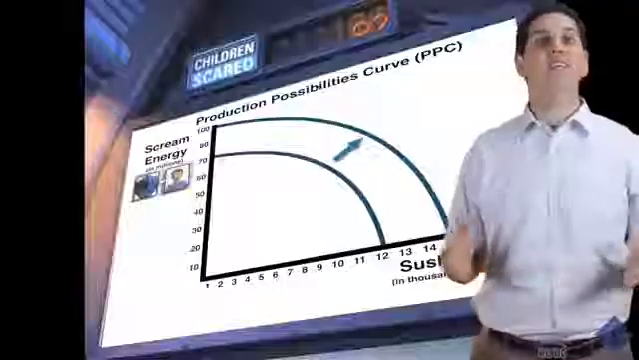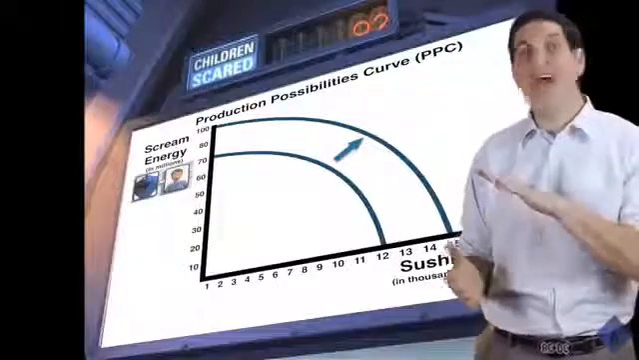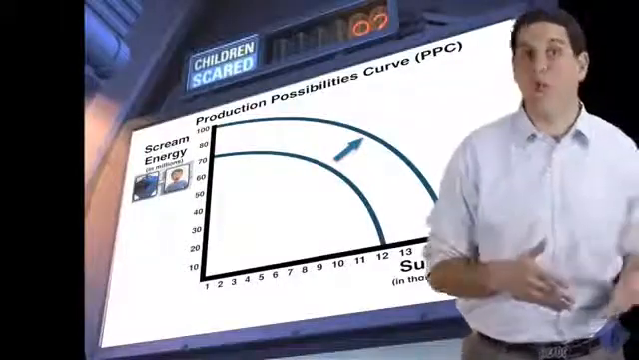Hello. In this case, the production possibilities curve would shift outward. We can produce more of both goods.